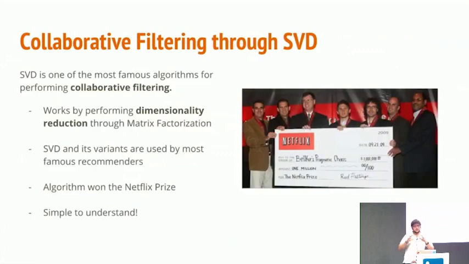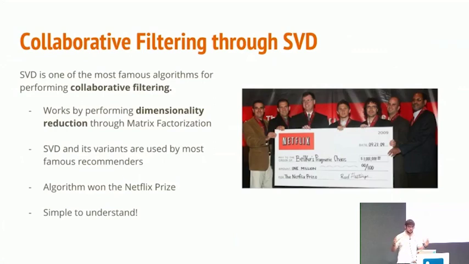Today, we're going to be speaking about one main algorithm that is used to provide collaborative filtering. It's called SVD, right? It's a very, very famous algorithm, and it's very well understood. It works by performing something called matrix factorization, which pretty much reduces the dimensionality of your data.